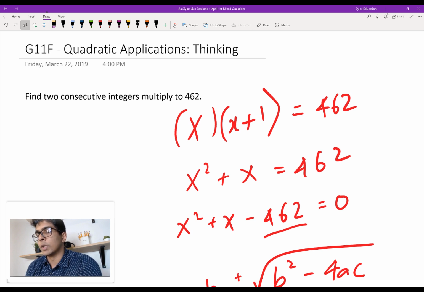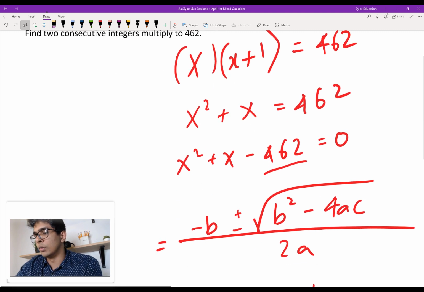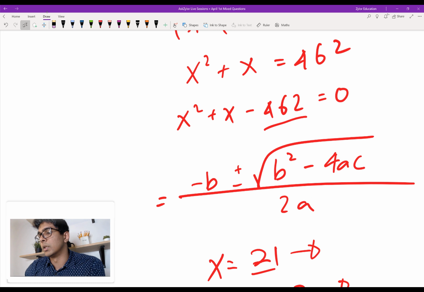So this question was asking me to find two consecutive numbers that multiply to give me 462. So I said x could be any number. So since they're consecutive numbers, I just said the next number is x plus 1. So when I multiplied the two, I should get 462. And then I evaluated this expression. I realized it's a quadratic, so I plugged my numbers into the quadratic formula to give me my x value.